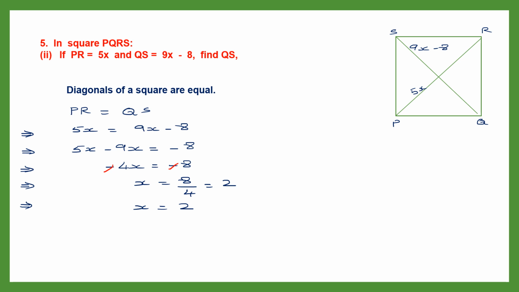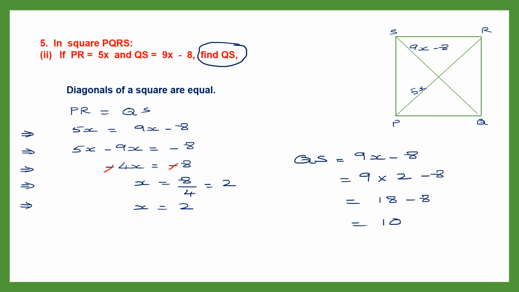Now we have been asked to find QS, isn't it? And QS, let's write it here. QS is given to us as 9x minus 8. Now we have found the value of x. So let's write 9 into x, that is 9 into 2 minus 8. 9 2s are 18. 18 minus 8 is 10. So we have found QS, and the value of QS is 10.